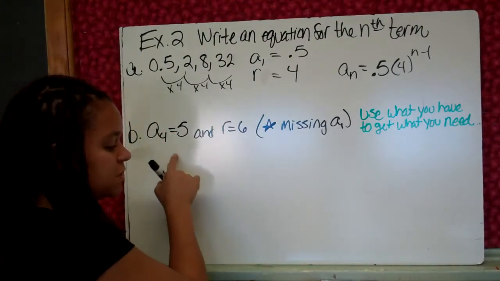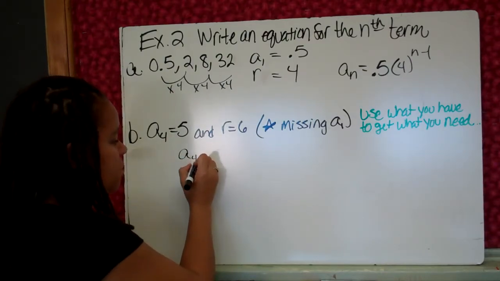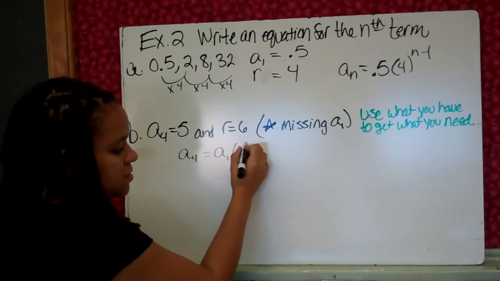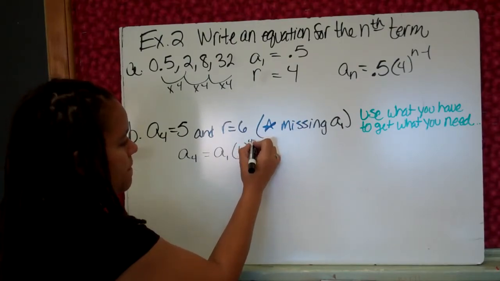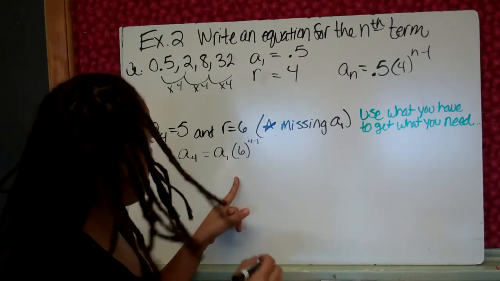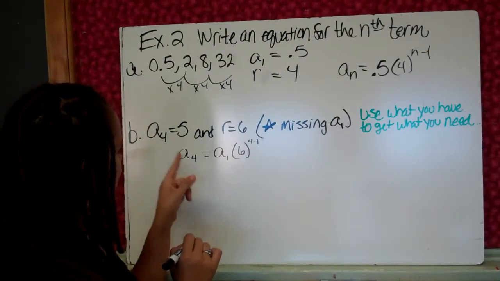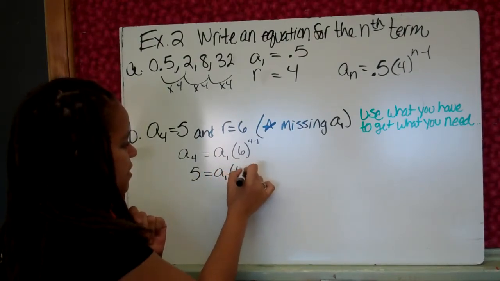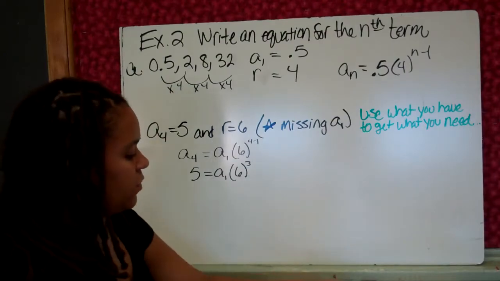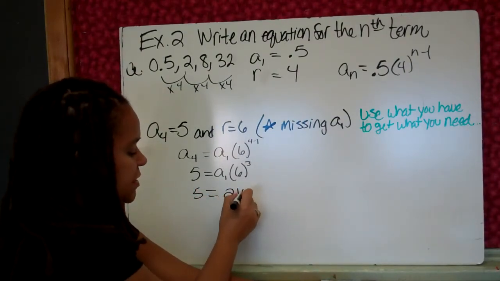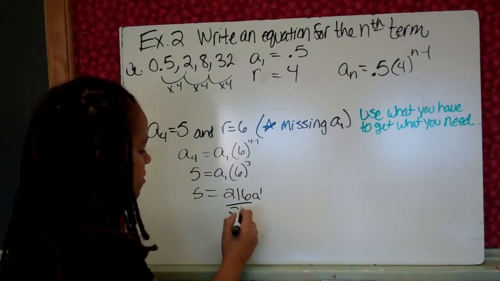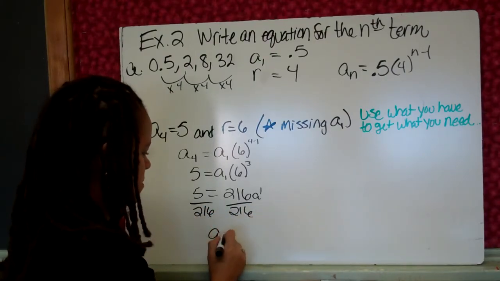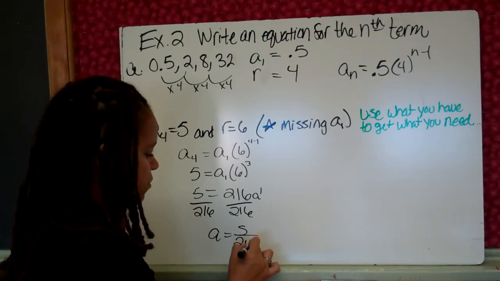So, A4 is 5. Let's use the formula with A4. So, A4 is equal to A1 times, we know what the ratio is, to the power of 4 minus 1. So here we know that A4 is 5, so 5 is equal to A1 times 6 cubed. So 5 is equal to 216 times A1. We're going to divide by 216, divide by 216, and you're going to have A1, and let's just leave it as a fraction, 5 over 216.